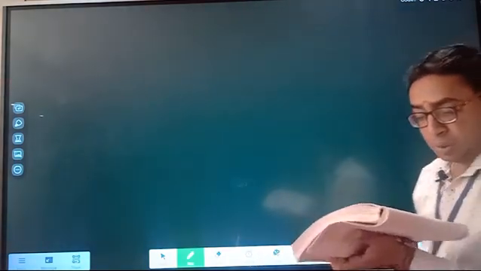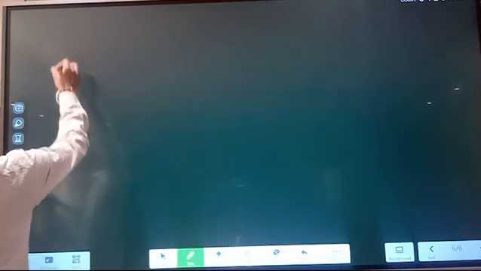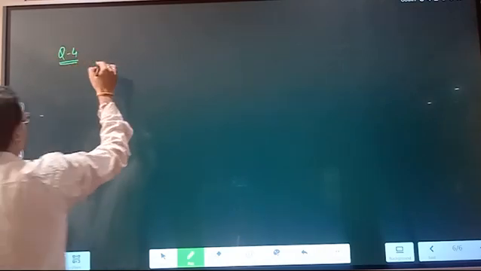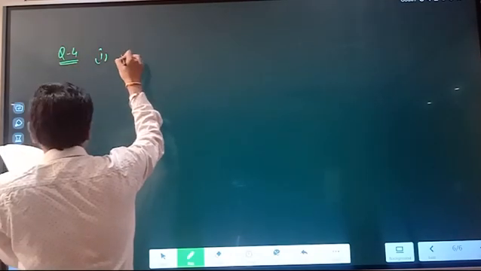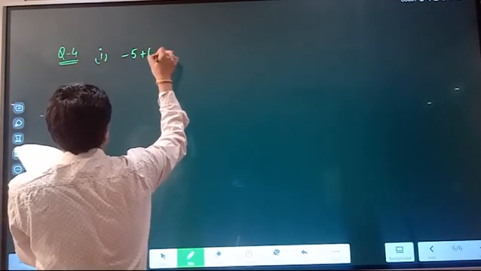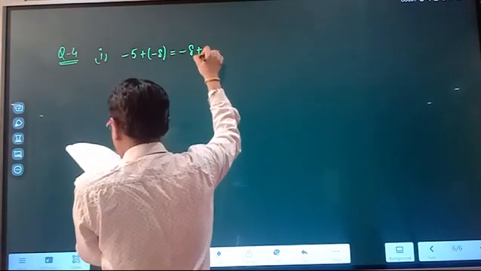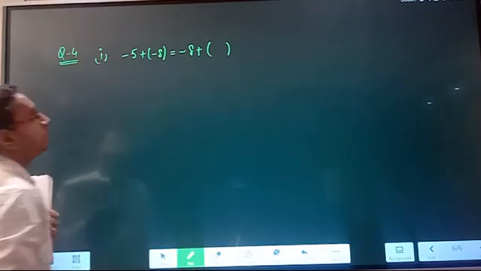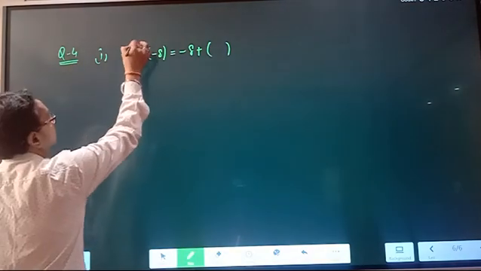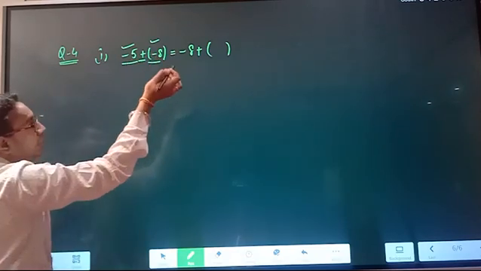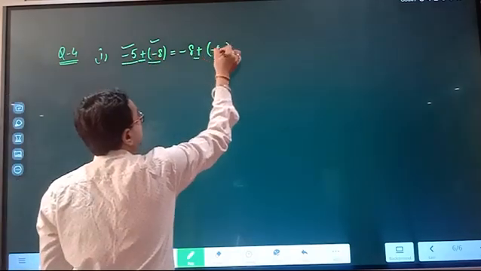Next question. Question number 4. Fill in the blanks to make the following statements true. First part I am going to do for you. Minus 5 plus of minus 8 is equal to minus 8 plus dash. Very easy. Definitely, to make it true, this is one integer, this is one integer, plus sign is there. Definitely they will be following the commutative property. It should be minus 5.